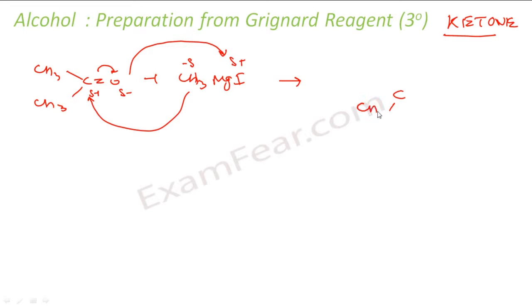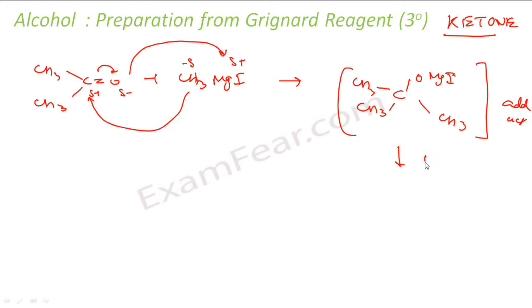What you get is CH3, O-MgI, and here you get CH3. And this is an adduct again. On that you add water. The moment you add water, you get CH3 in three places and OH. This bond will break, OH plus MgIOH. This is what you get.